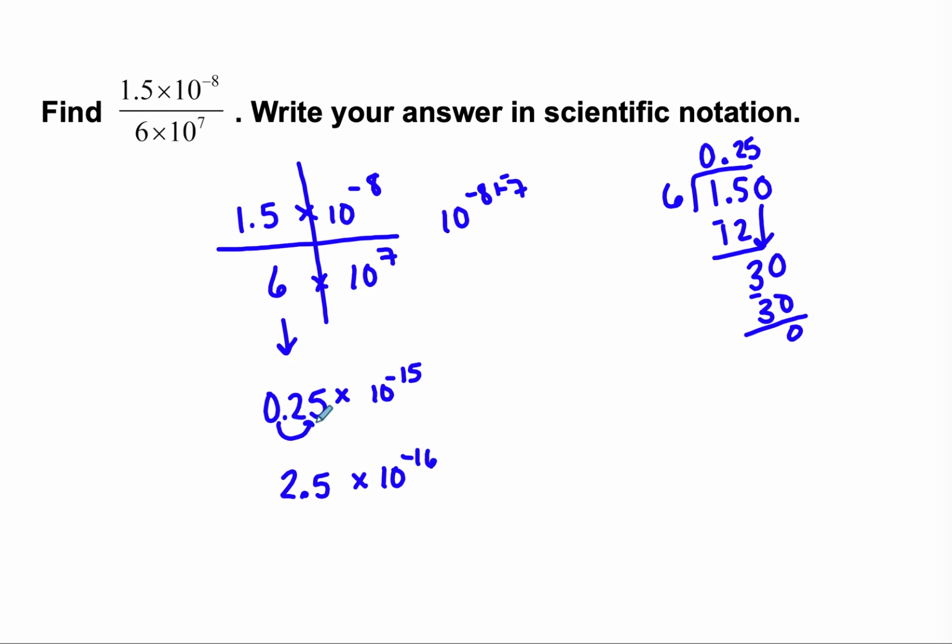I went one space to the right, so that is like multiplying or dividing by 10, depending on which way you're going. So I moved one place over. I need to change my exponent one place. If the first number gets bigger, the second number gets smaller. If the first number gets smaller, the second number gets bigger.